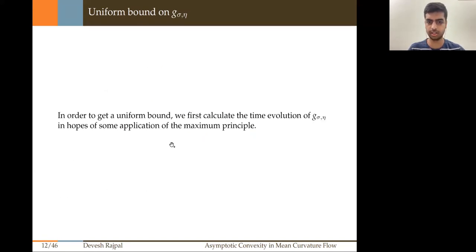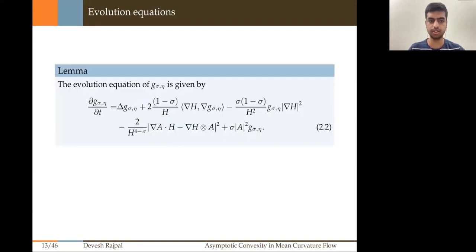So we tried applying maximum principles and calculated its time derivative, which was all good except one bad term. So you have the Laplacian here, some inner product gradient terms, another gradient term, a difference term, plus sigma times |A|^2 G. So this is a bad term, and we can't directly apply the maximum principle.